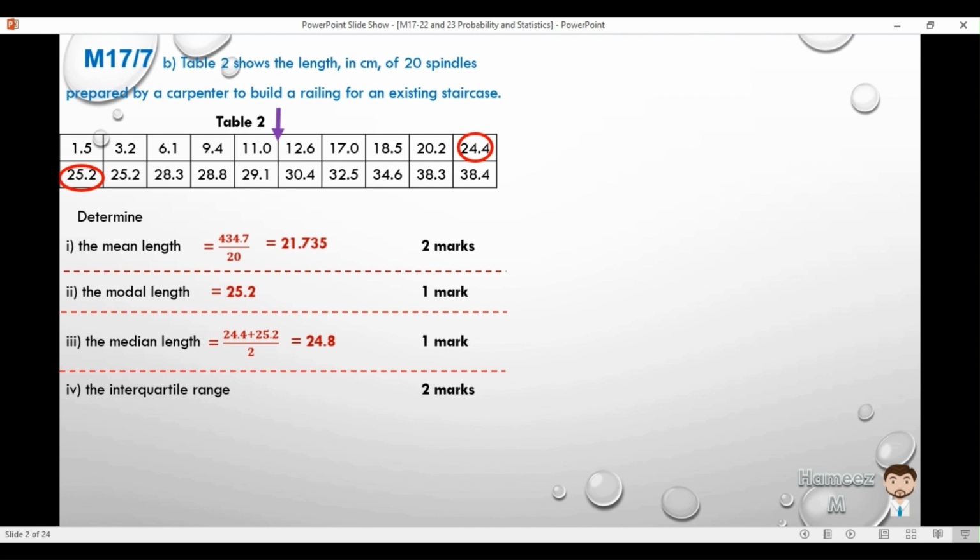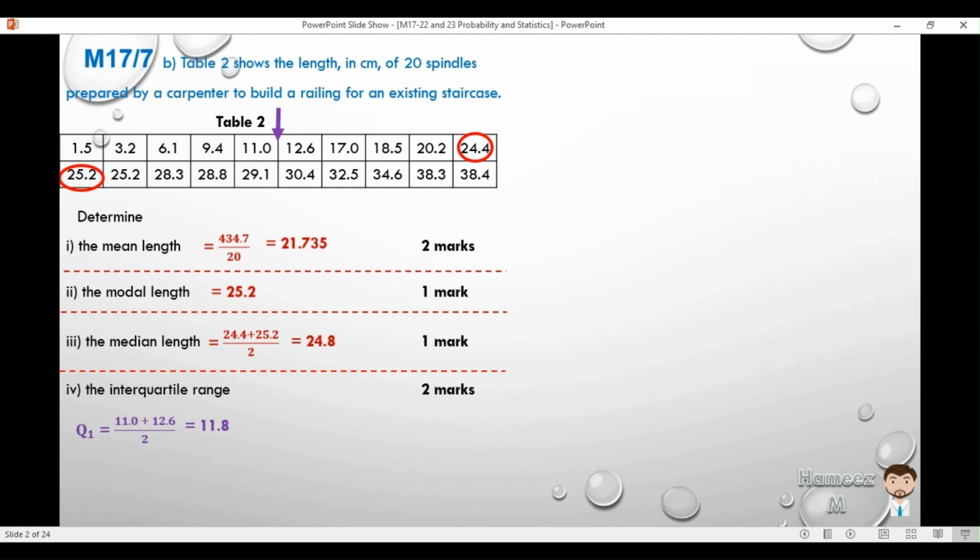So this purple arrow indicates that the median will be between 11.0 and 12.6. So Q1 will be 11.0 plus 12.6 divided by 2. That will find the middle. That is 23.6 divided by 2, which works out to be 11.8 centimeters. So that is the value for Q1.